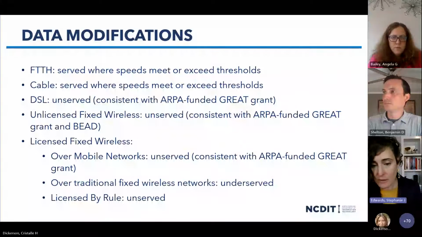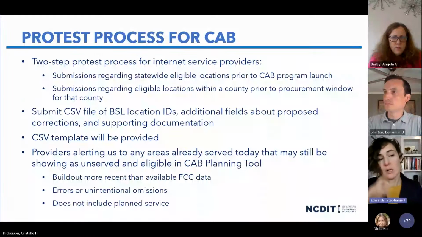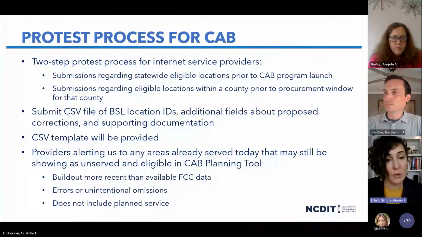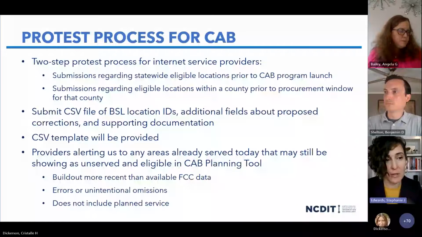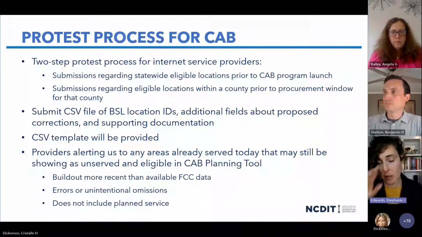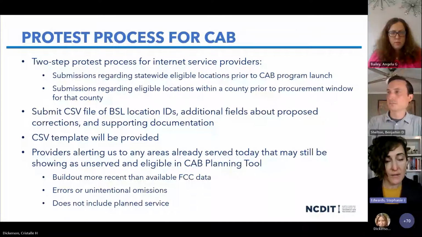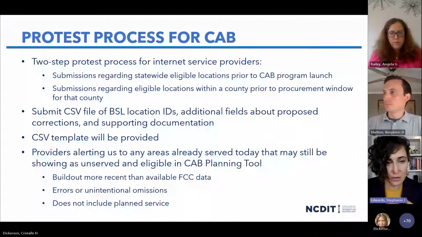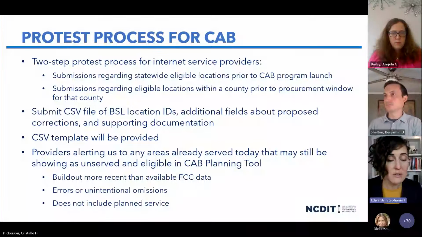If we go to the next slide, though, we'll be talking about the next step that takes place once those eligible locations, which factor in the reported availability, the funded areas, and those data modifications, are posted publicly on our CAB planning tool. There'll be a protest process where the internet service providers specifically will review that data using access to the licensed location level information. And then we'll be seeking submissions from them regarding the eligibility locations there.